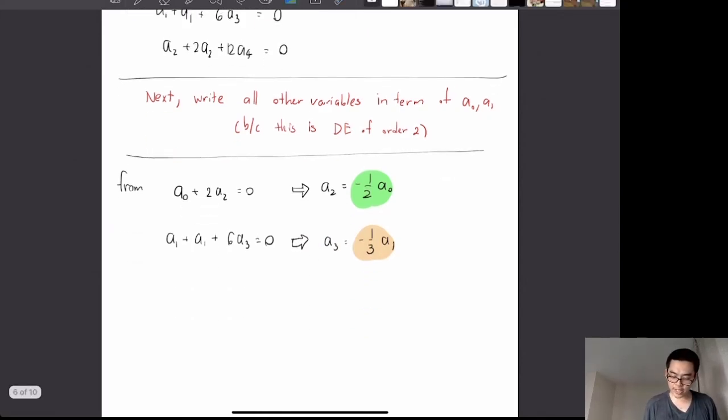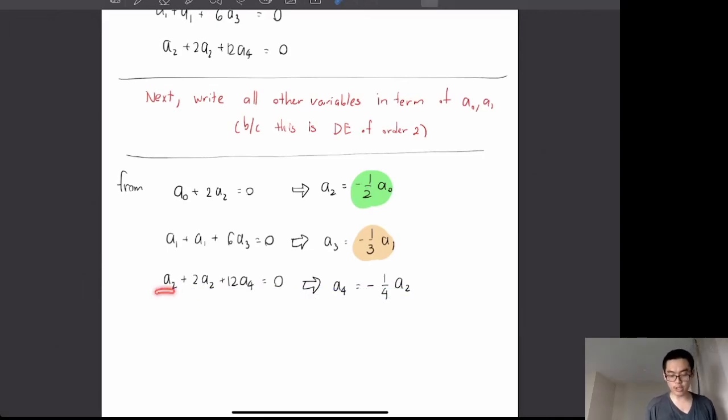The last equation is a little tricky though. Let's take a look. It is a2 plus 2a2 plus 12a4 equal to 0. So in general, you would think that a4 is equal to minus 1/4 a2. But remember, a2 is not a variable that we allow. a2 is not among a1 and a0, so we cannot use this. We cannot have 3 constants, a0, a1, and a2.